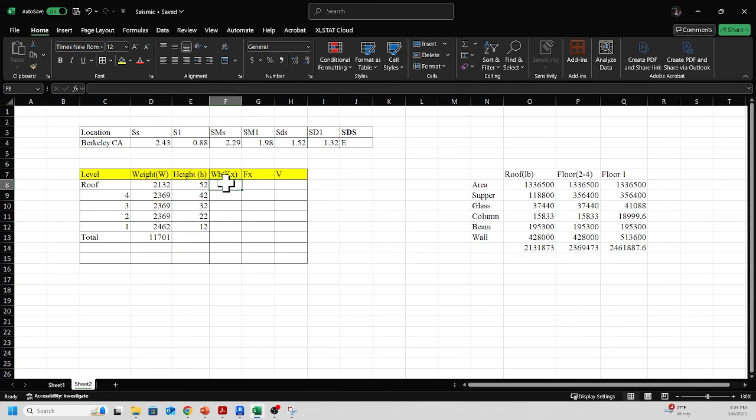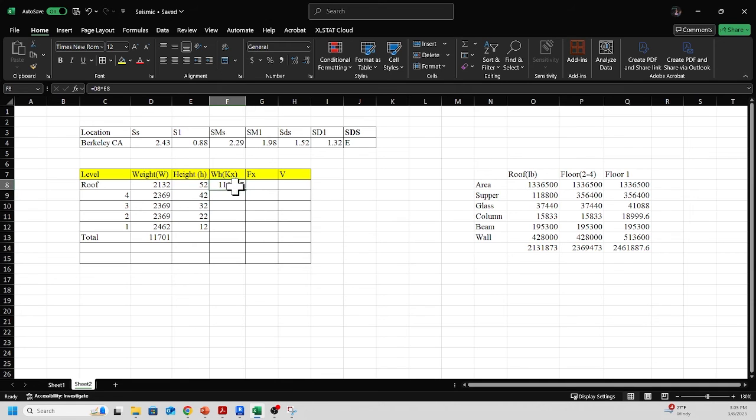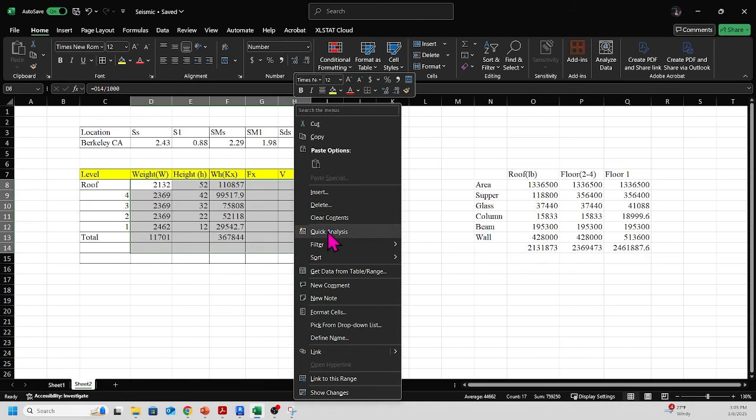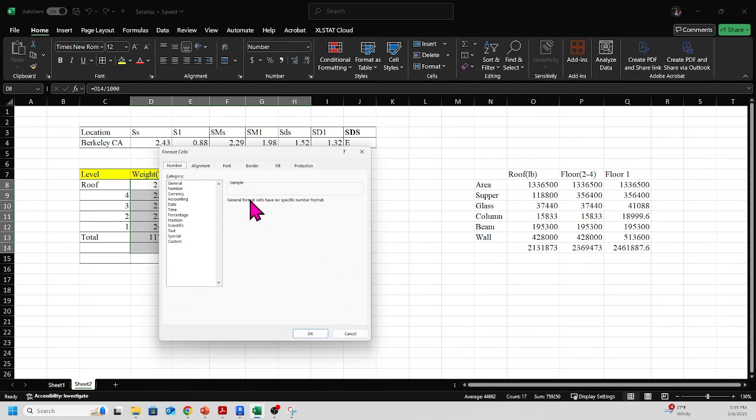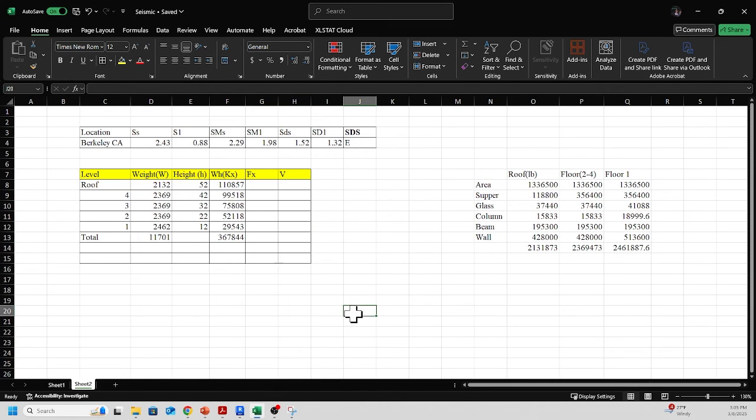Okay, then that's going to be here equal to this number multiplied by this number. Enter. And let's grab this and bring it all the way down. All right. And let's add this also. Okay, I want to make all this here. Perfect. So now we have this. Let's do the f of x.